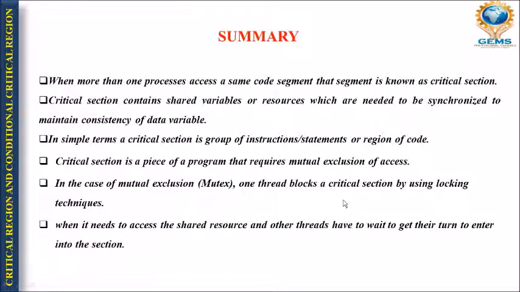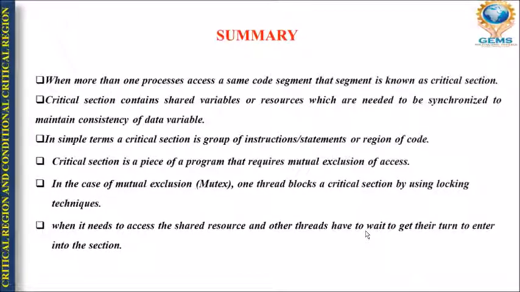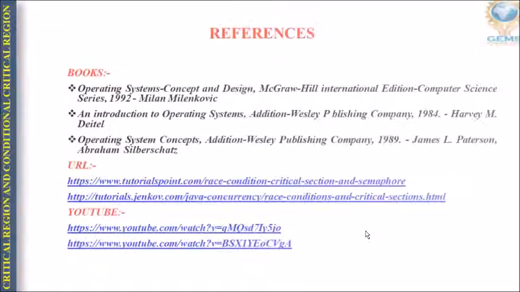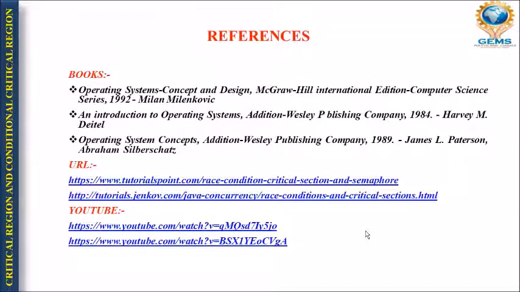In case of mutex, the thread blocks. Mutex means what? Mutual exclusion. One thread blocks the critical section by using the locking technique. So the critical section can be locked, or avoided, for the other process or other thread by the locking technique. When it needs to access the shared resource, the other thread has to wait until the first one releases the critical section.